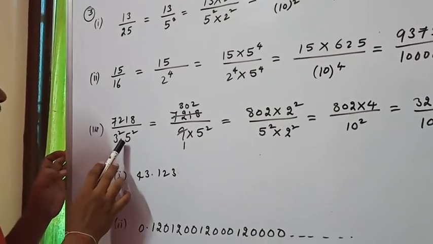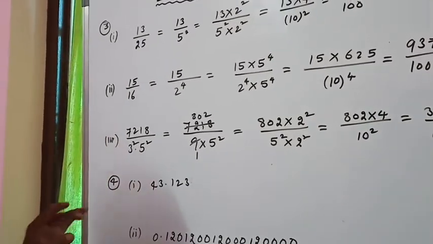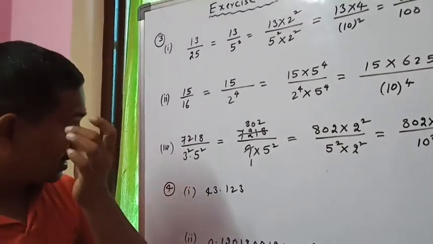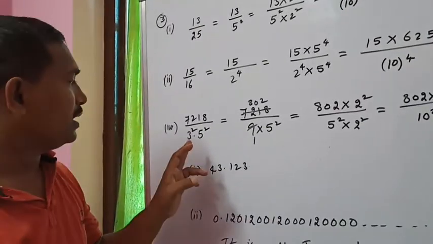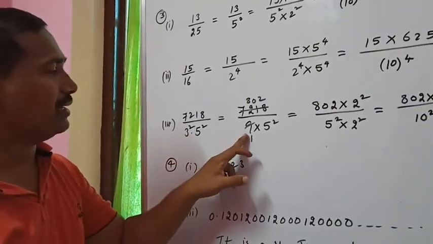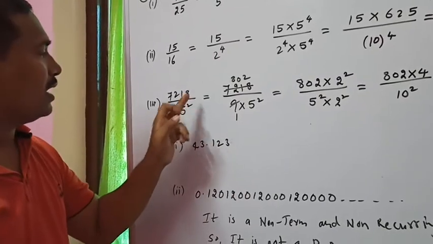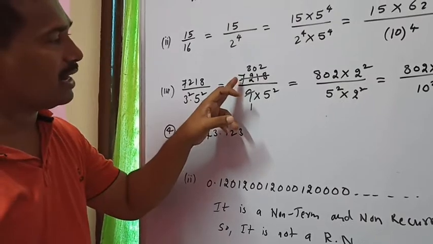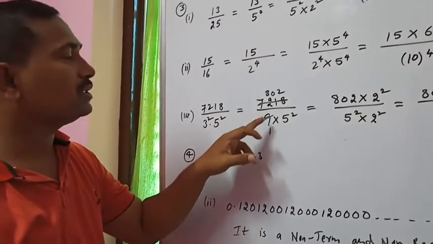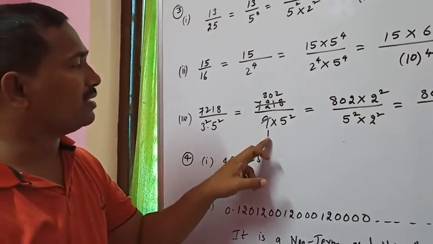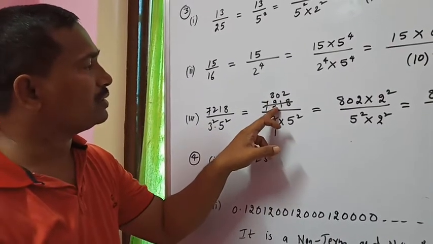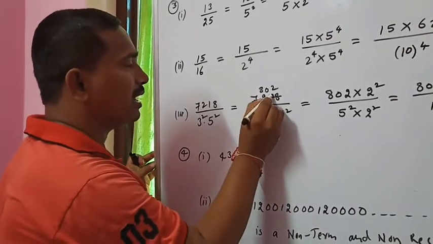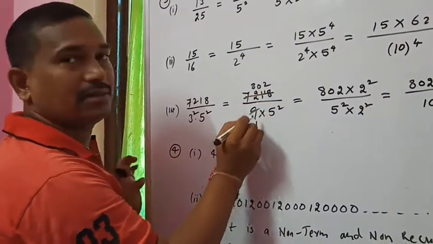Now let us see here. 7218 by 3 square into 5 square. To convert into decimal, the denominator should have only factors 5 and 2. Here 3 square is 9. So simplify: in the denominator there is 9, and for the numerator also 9 is a common factor. So cancel with 9. 9 eights are 72, 9 twos are 18.